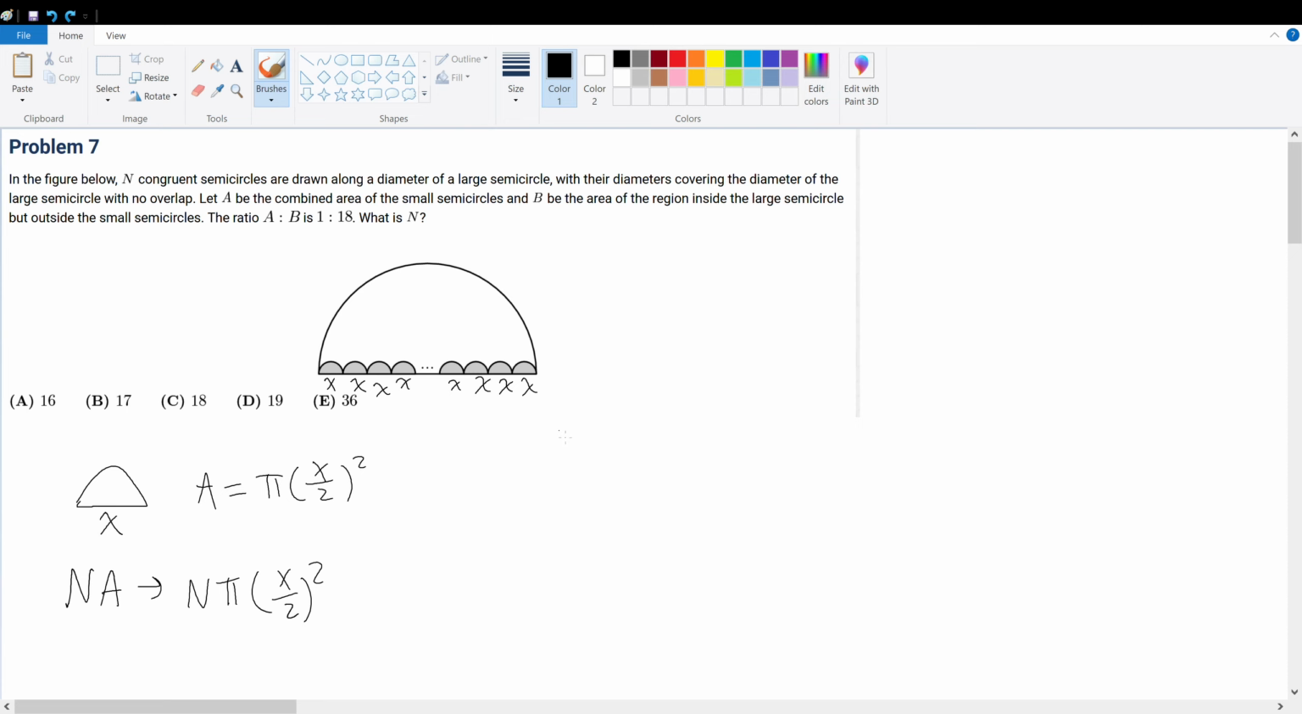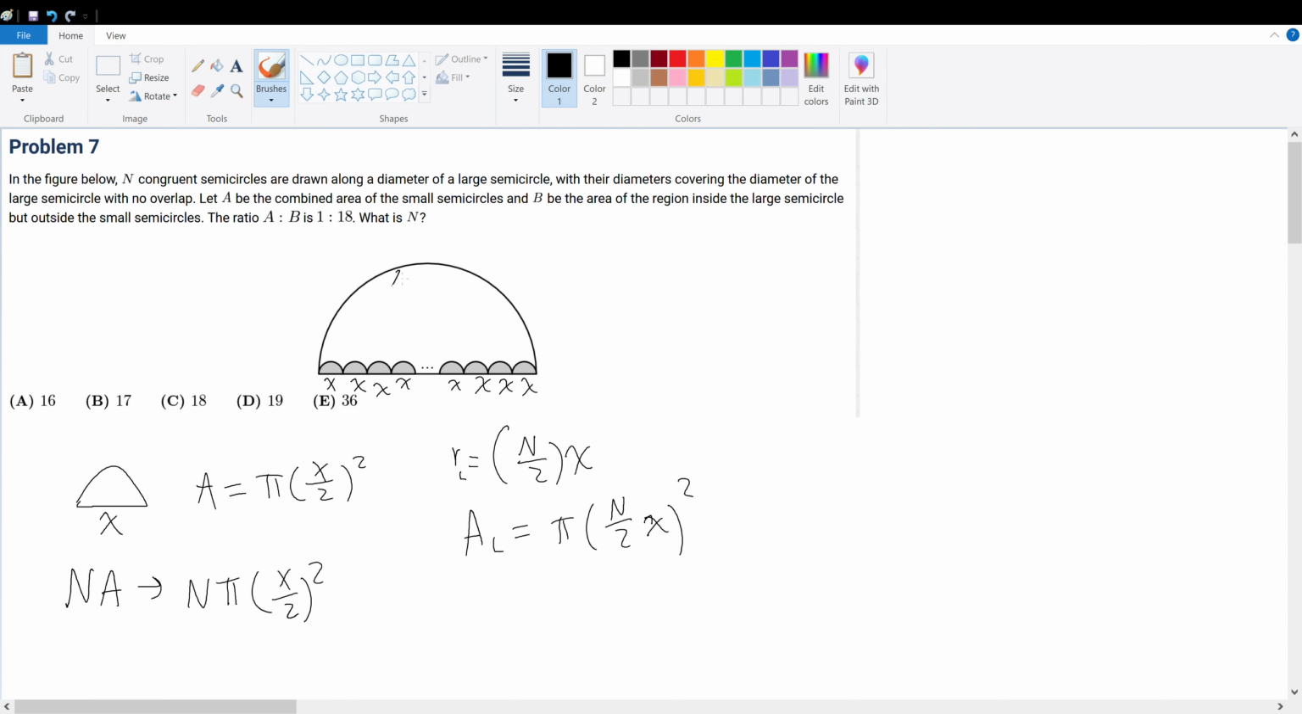To do this, we have to have the radius for the large semicircle. But what is that? Well, the radius of the large semicircle will be n divided by 2 times x, right? Because it's going to divide it evenly in half. So then if that is going to be the radius of the large semicircle, the area for the large semicircle would be pi times n over 2 x, squared.